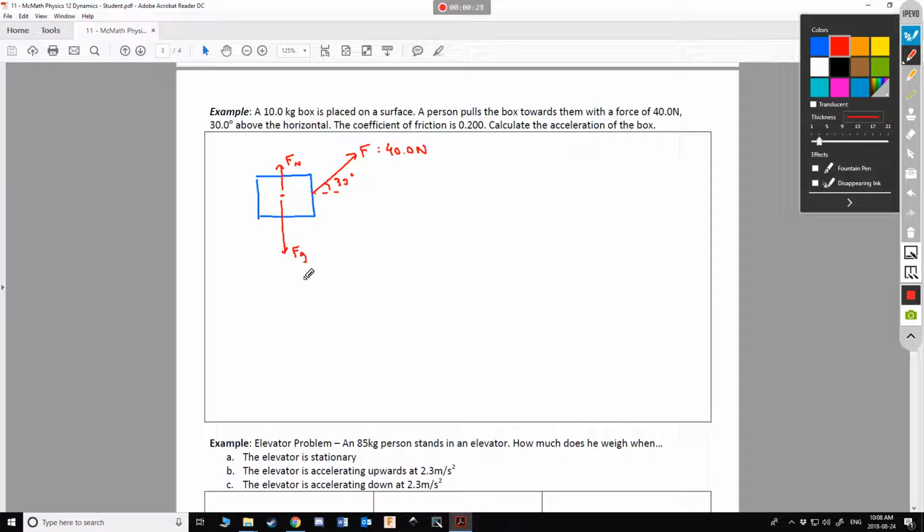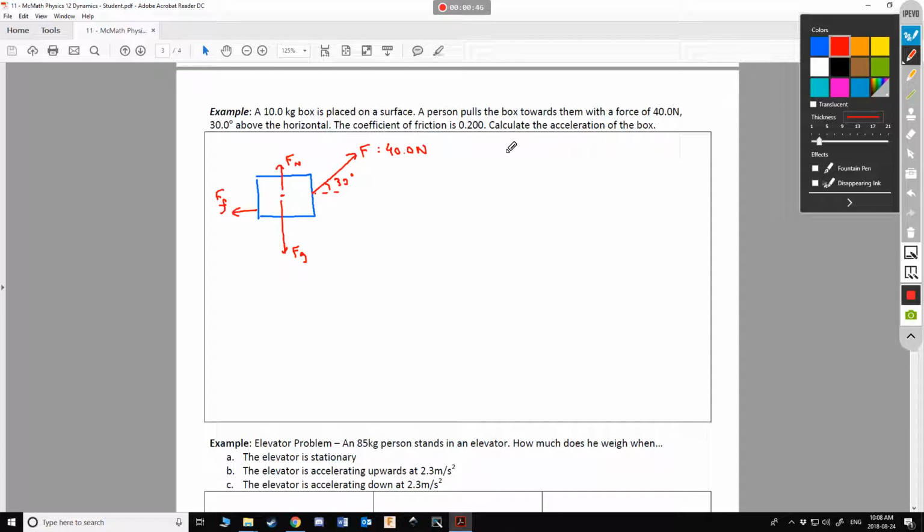We have one extra force. We have a force of friction opposing our direction of motion. So friction force always opposes the direction of motion. So this one, in order to solve for the acceleration, we actually have to look at the y direction first.